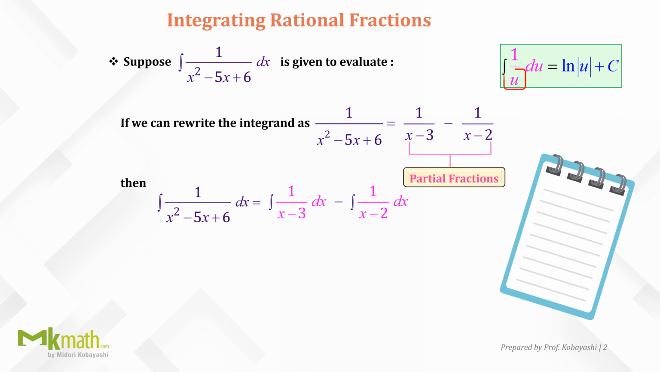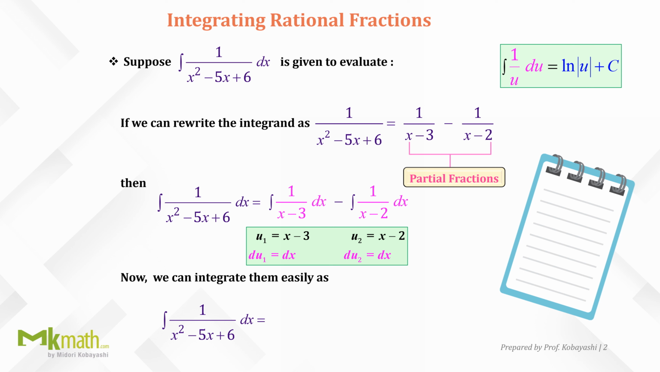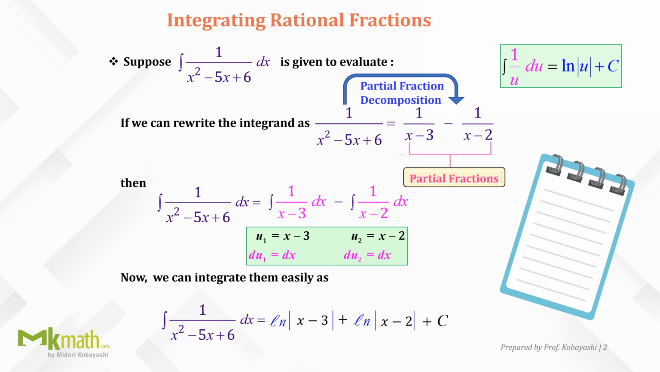The denominator u should be x minus 3 for the first integral and x minus 2 for the second. And both du's are just dx. Follow the right side of the formula to get the antiderivative of the original question as shown. The process to change from a more complicated fraction to simpler partial fractions is called partial fraction decomposition. That is going to be the topic of this section.